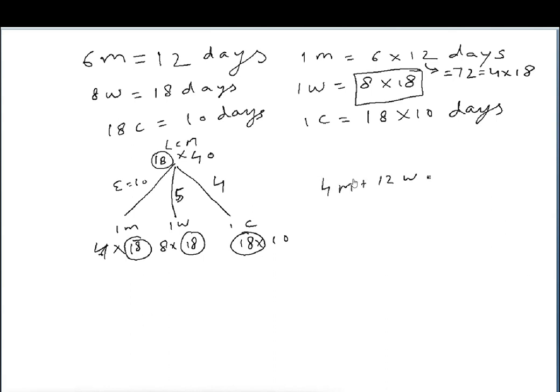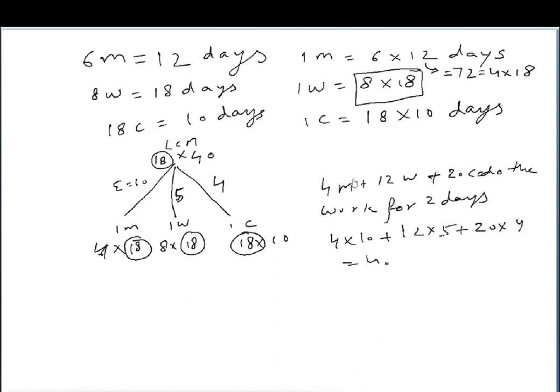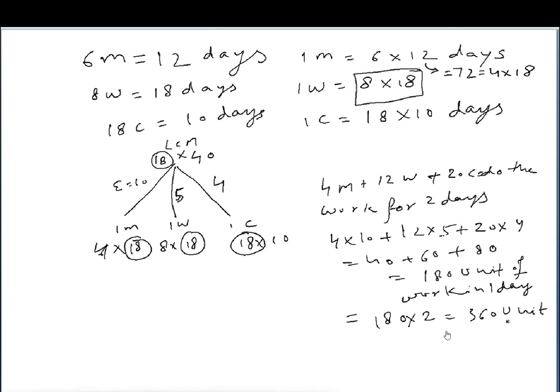Now 4 men plus 12 women plus 20 children start doing the work. And for how many days are they working? 2 days. So one man's efficiency is 10, 12 women 5 and 20 children 4. So they will complete 180 units of work in 1 day. They are working for 2 days. How much work will they finish? 360. And the total units of work are 720. So they will complete 360 units of the work.